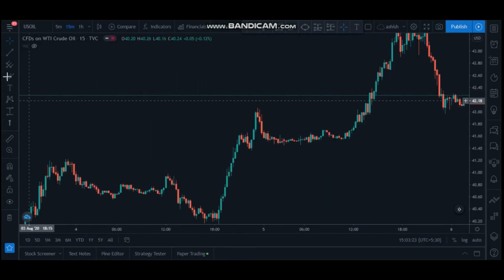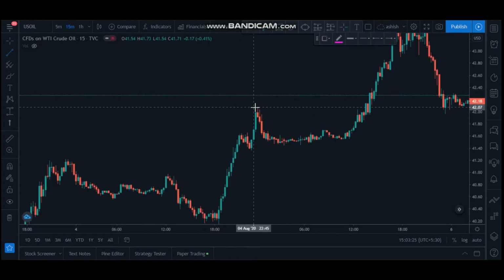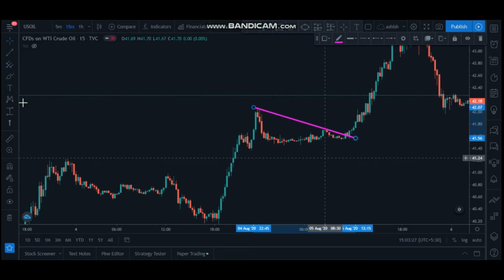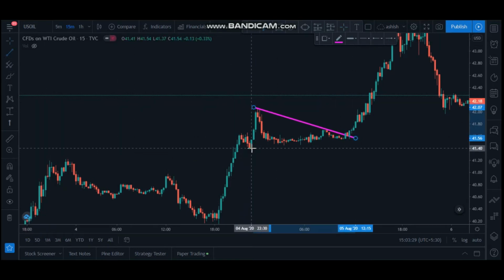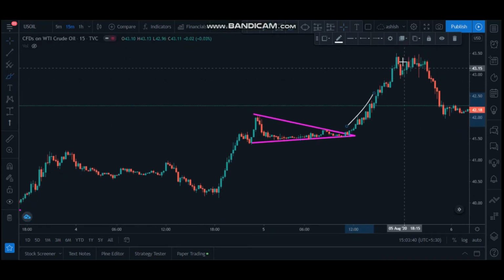The ascending pattern on the charts will look like this. Swing high, you have to connect the swing highs. Simple, you have to connect the swing lows over here, and price will give a breakout in the upward direction. So it has given a big target here.